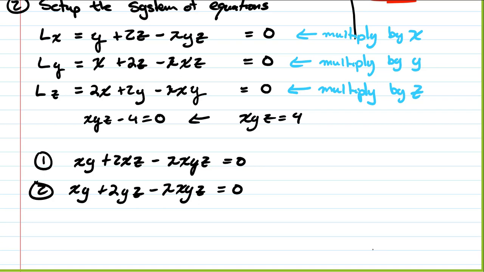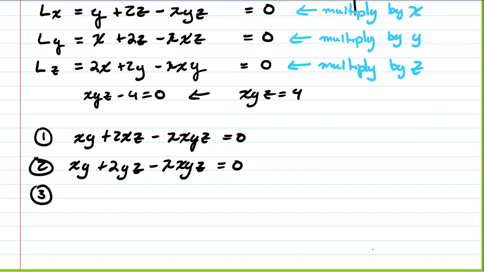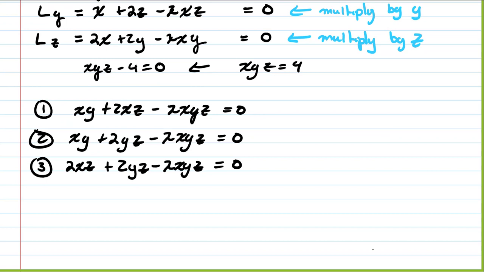And my last equation, when I multiply it by z, is going to give me 2xz plus 2yz minus lambda xyz, and that's going to be equal to 0. And then I still have my equation 4, which is xyz is equal to 4.